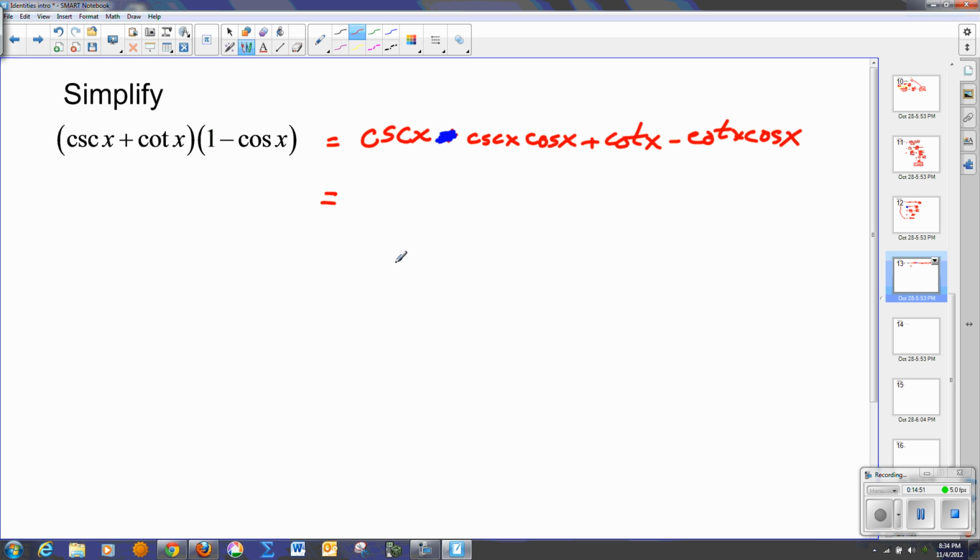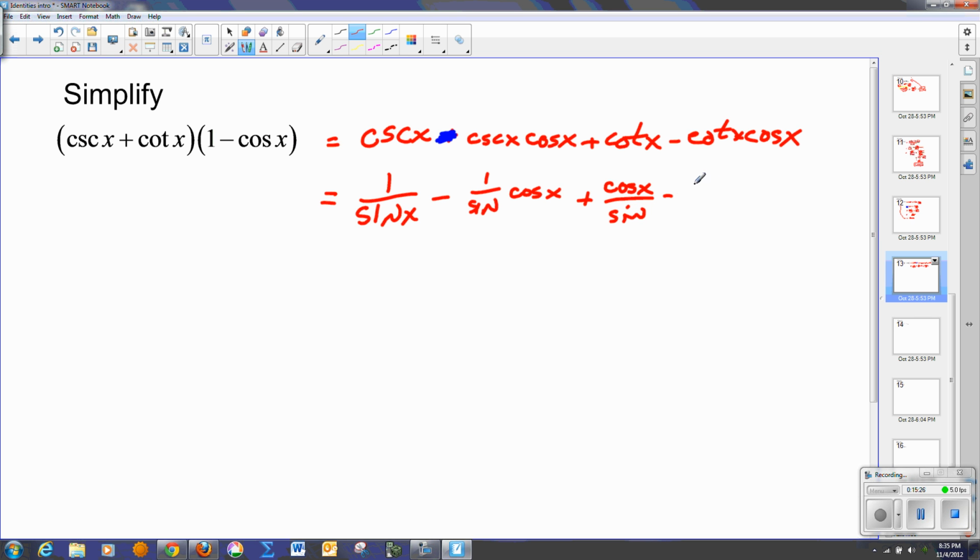Let's see. No like terms. But I notice I have cosecants and cotangents all in the same problem. I'm going to convert everything to sines and cosines. This is 1 over sine minus 1 over sine times cosine. Might as well change cotangent to cosine over sine.